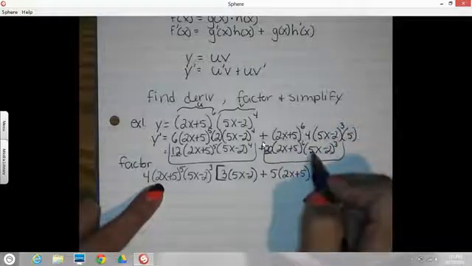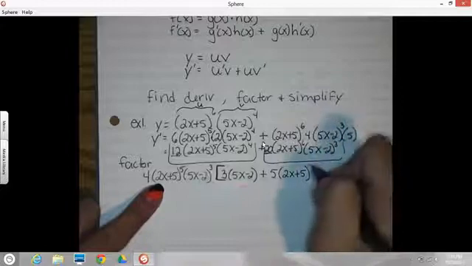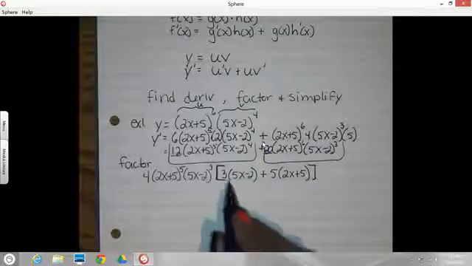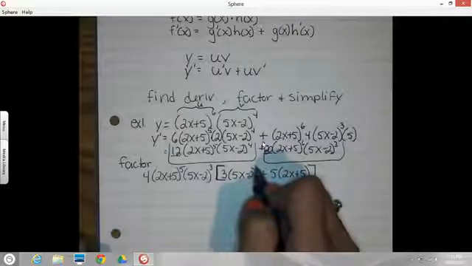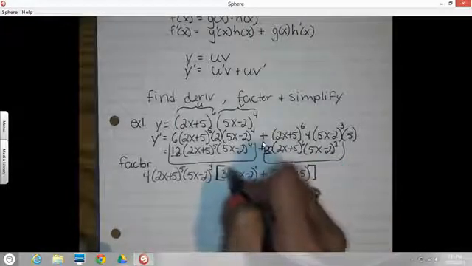I had 3 of these 5x minus 2s, but I took out all 3 of them, so there's none of them left. So there's the factoring. And now the simplifying gets done in here with these baskets. We combine the baskets together. If you notice, the exponents on the parentheses are 1, which allows me to distribute here.